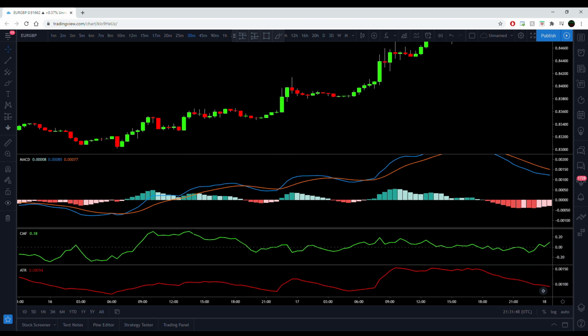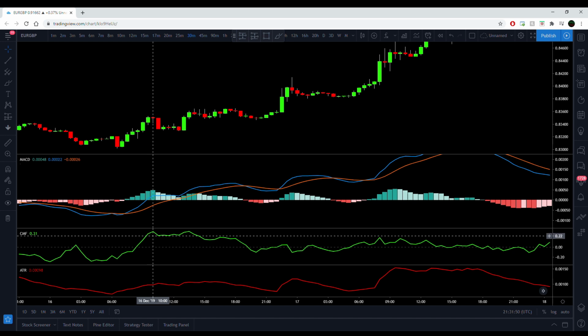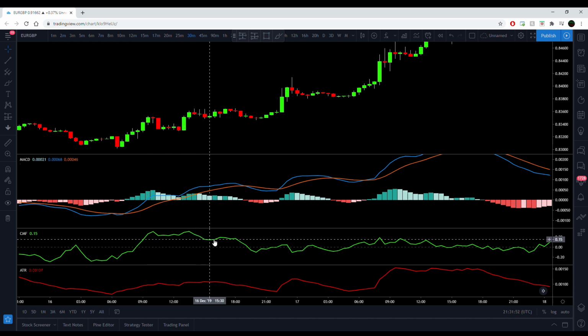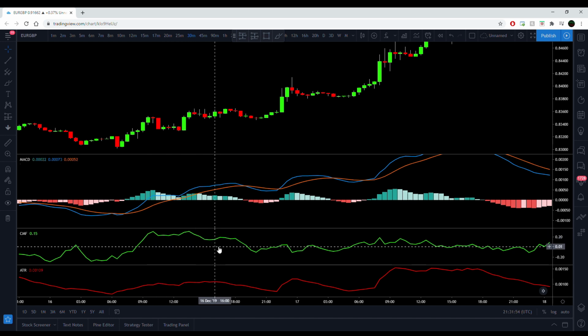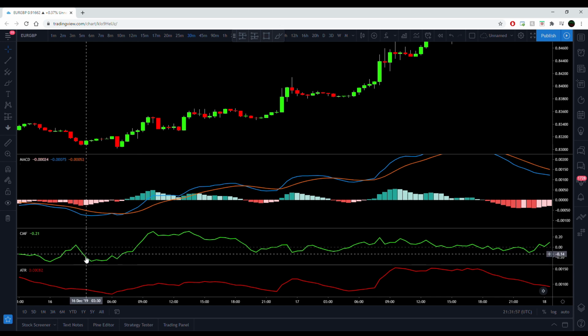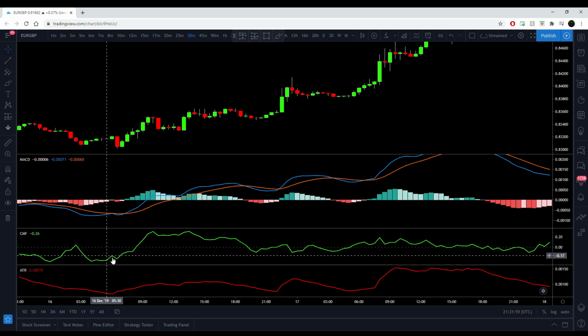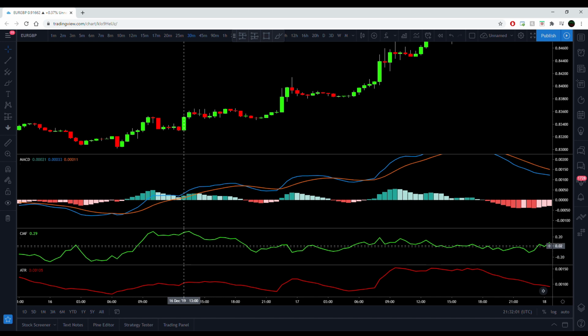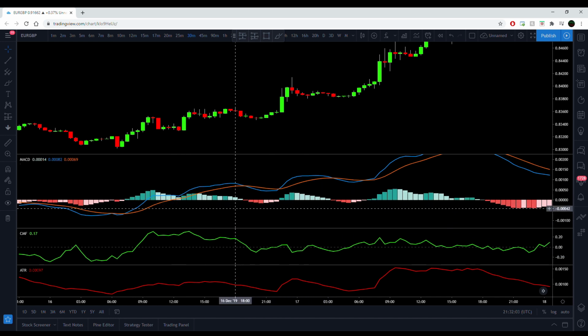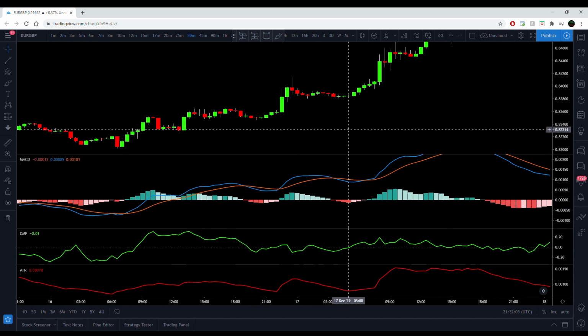Chaikin money flow is a filter, so you can only take long entry signals when the money flow line is trading above the zero line, and you can only take short entry signals when the money flow line is below the zero line. Now the MACD crosses are going to be how we get our entry signals.